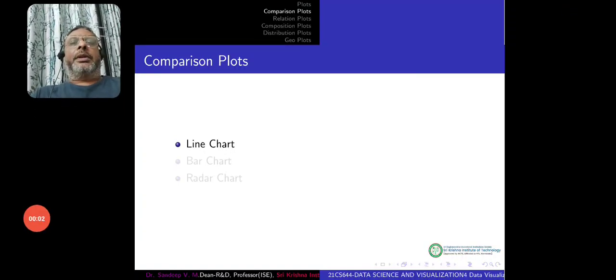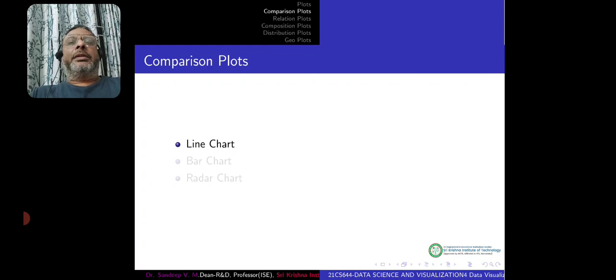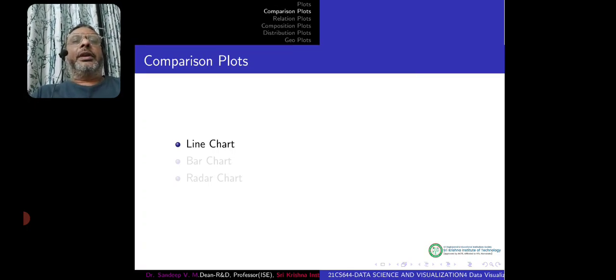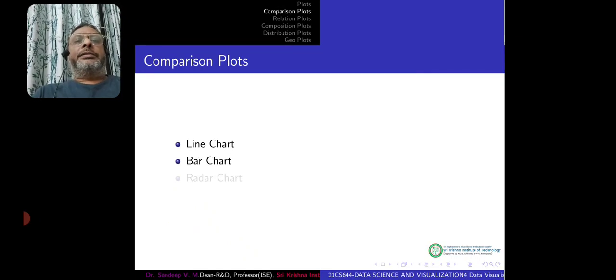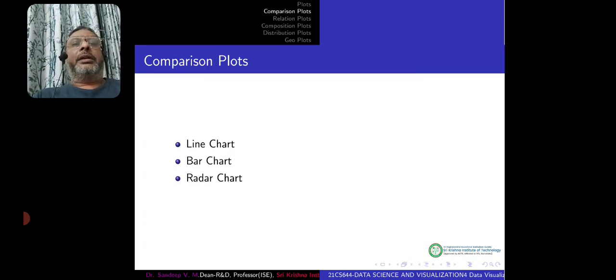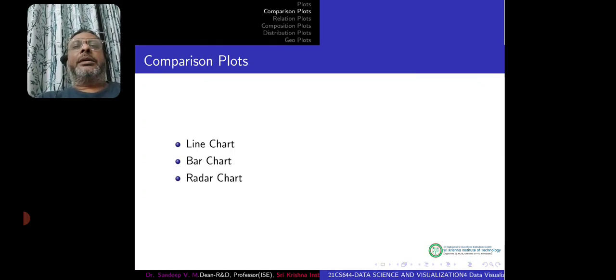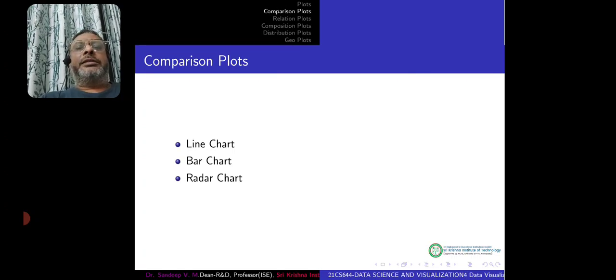Hi friends, now let's begin in detail about the various plots available. The first class of plots we look at is the comparison plots. Here we look in detail the line chart, bar chart and radar chart. So here these three charts are useful in understanding the behavior of the data for each feature.